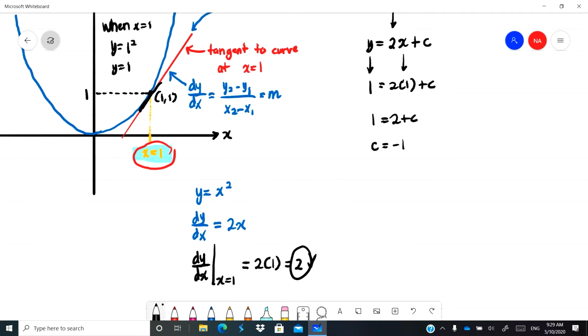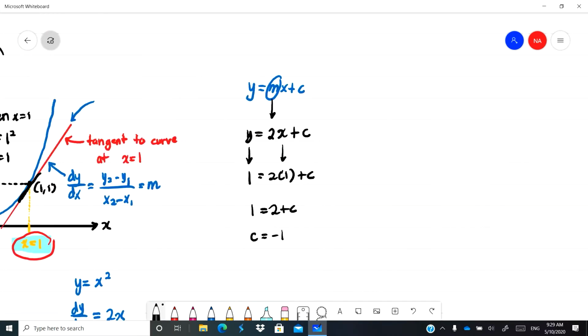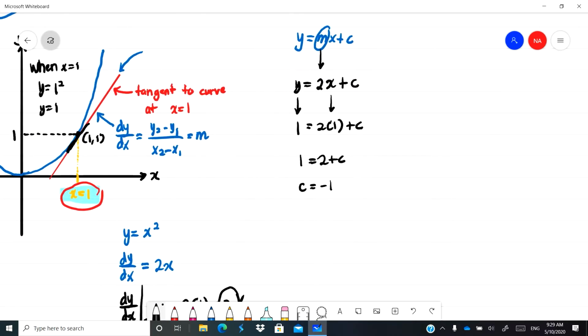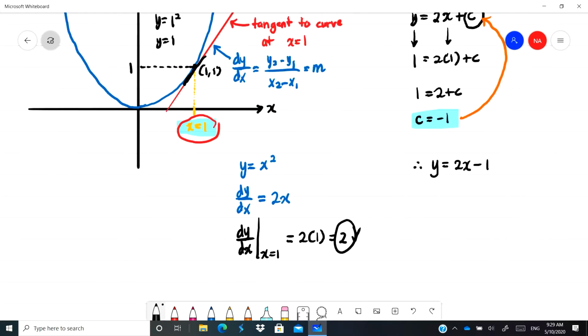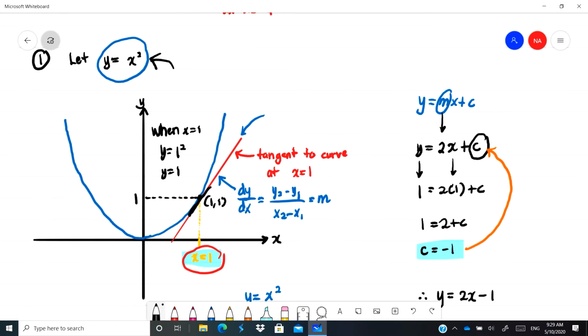Now bear in mind that we want to find y equal to mx plus c. The value of c should be written into this equation, so we substitute back. Therefore, the equation of the tangent to the curve at x equal to 1 is y equal to 2x minus 1, because the value of c is -1. That's basically how you find the equation of the tangent to the curve.